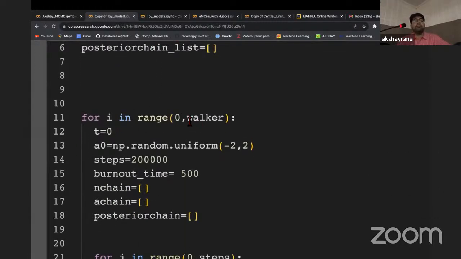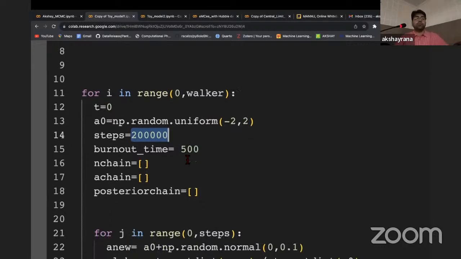I'm running my program. Every time it will start for a single walker, it will keep running. I cannot run it right now because the number of steps I am choosing is very large. It will take some time to run, and we don't have that much time, but I'll just show you the result. Each walker will be running 2 lakh steps. 2 lakh steps each walker will be taking, and 10 walkers I am allowing to run.